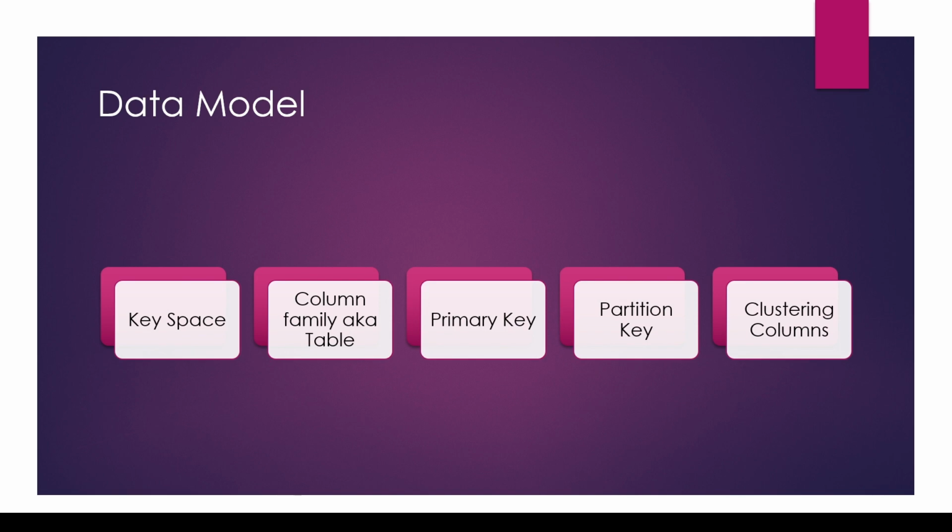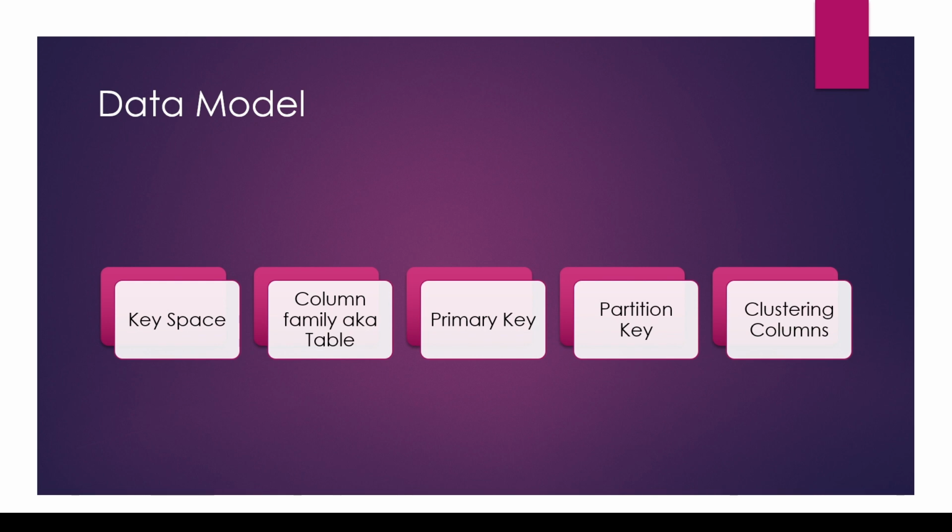Coming to the primary key, we know that primary key is a unique identifier, and in Cassandra, it is used to uniquely identify a row. It can be a composite key or a single column key. Partition key is different. We don't generally find this kind of key in relational databases. In Cassandra, partition key is used to distribute the data across the cluster.